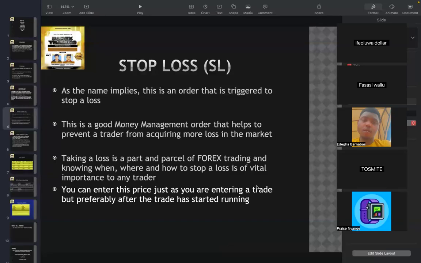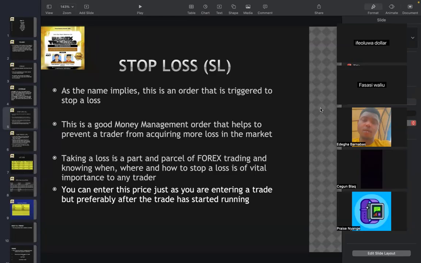So let's just continue. Stop loss was actually so simple, but listen carefully now. Stop loss is like an order. It's the same thing as when you place your trade, when you're about to buy or sell, you click, right? Yes, stop loss is also the same thing.